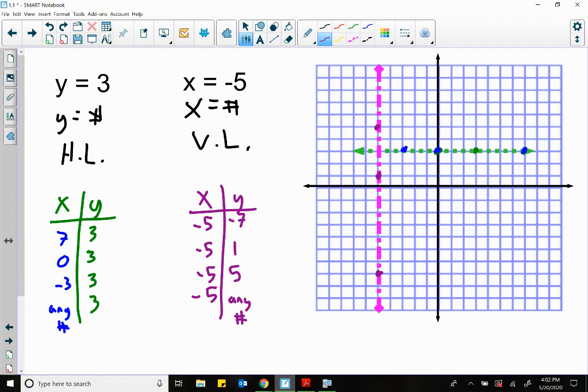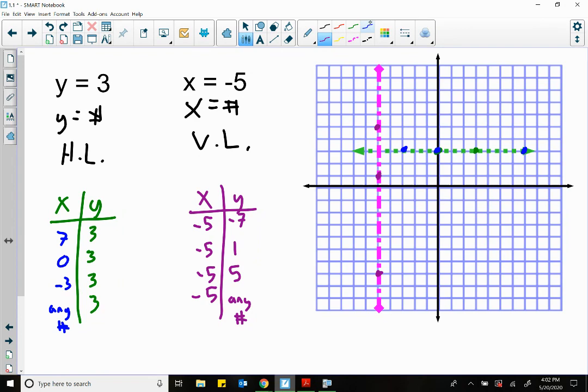A vertical line. Okay? Now, here's Mr. Armstrong's other way of thinking about this. Okay? This is the logical way. This is the mathematical reasoning behind it. That's why they look the way they do. Okay? But, let me show you something else here.